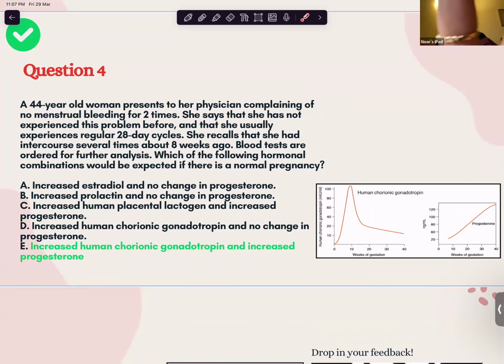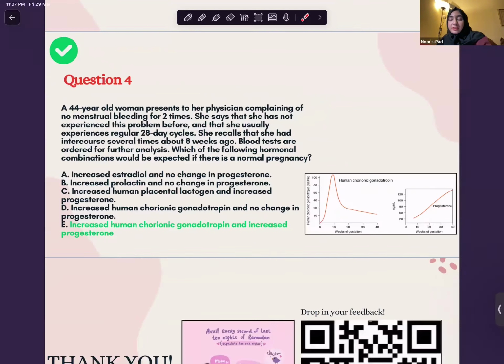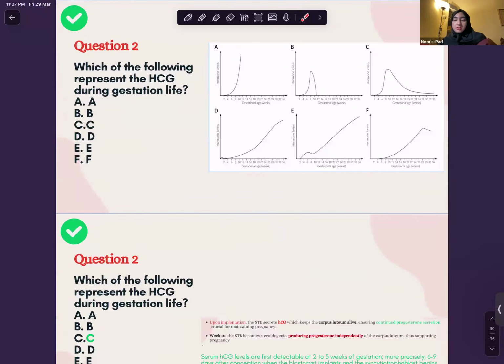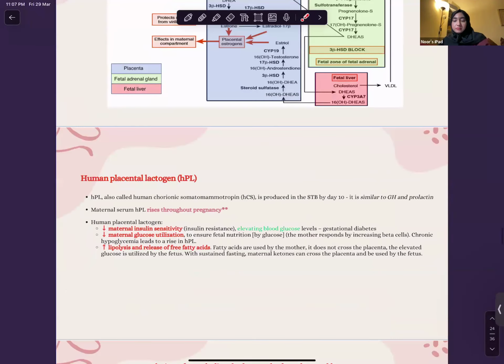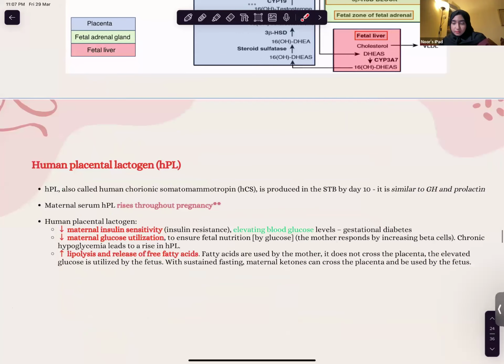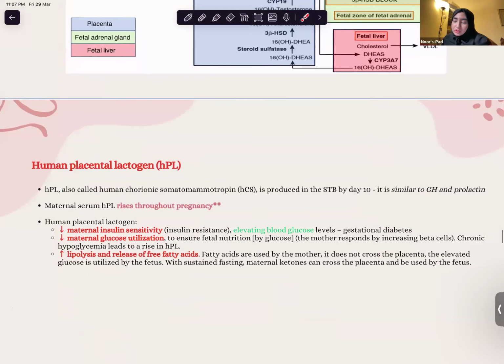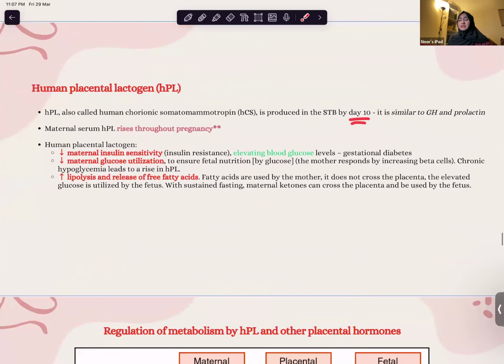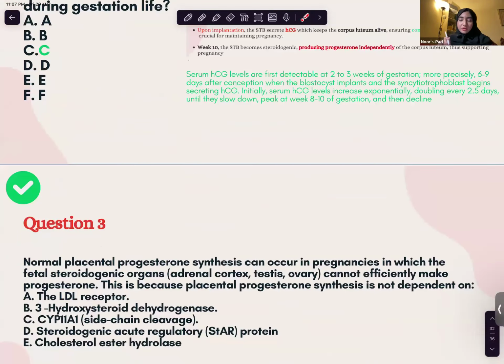I have a question here. But isn't HPL also increasing because it's like progesterone? Okay. So human placental lactogen, yes, you're right. You're absolutely right, Zahra. It rises throughout the pregnancy. It's produced by the syncytial trophoblast by day 10, and it's similar to GH and prolactin. Let me read the question again. I think you're right here.